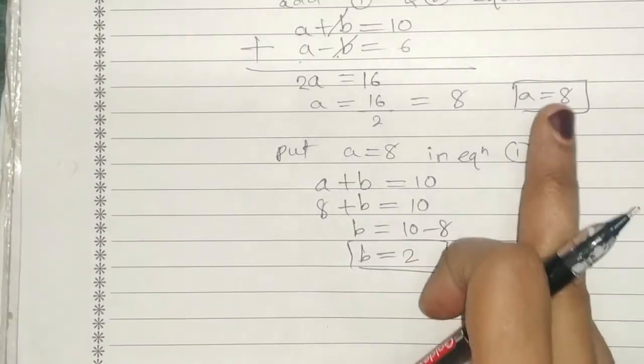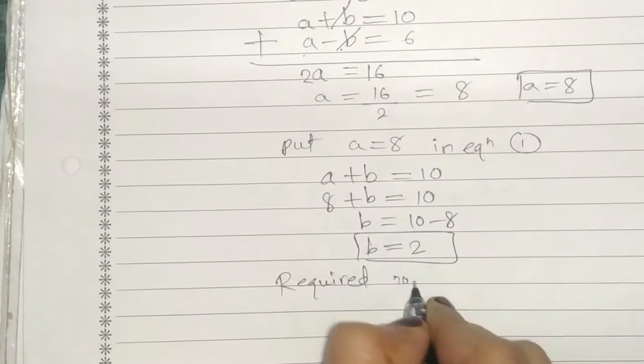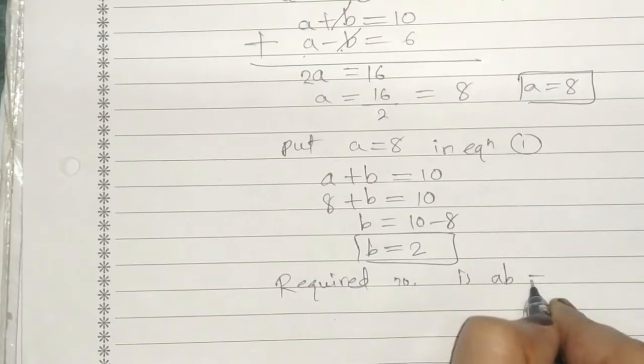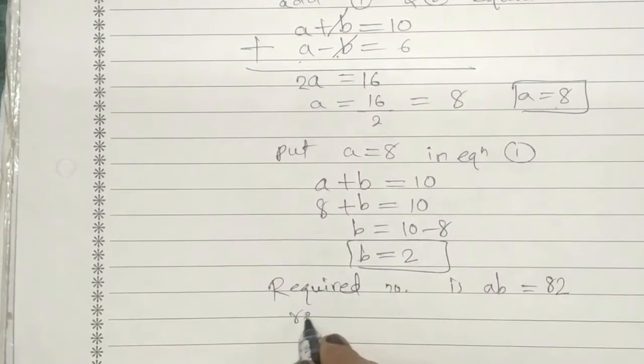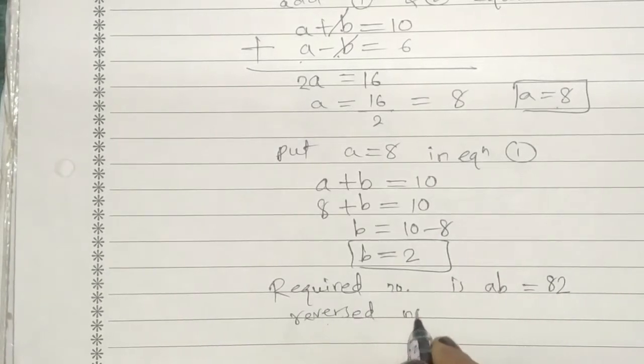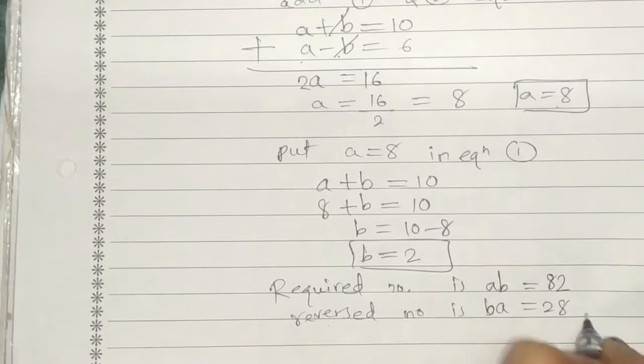We got A also, B also. So the required number is AB, which is nothing but 82. And the reversed number is BA, which is nothing but 28.